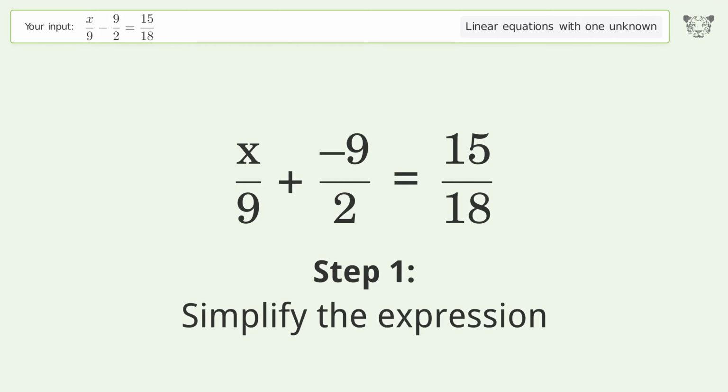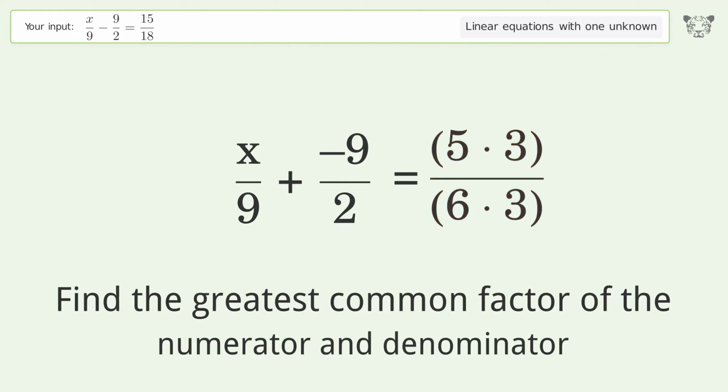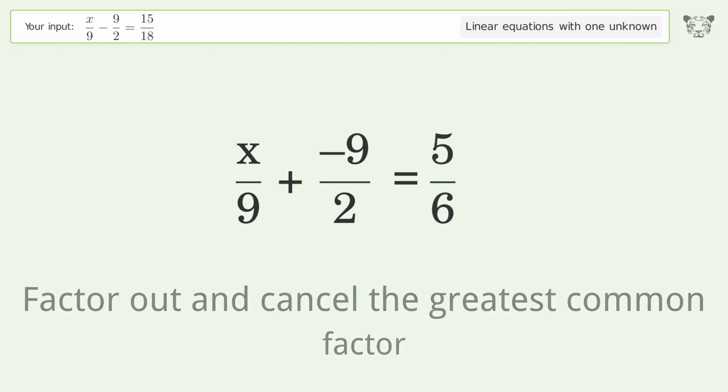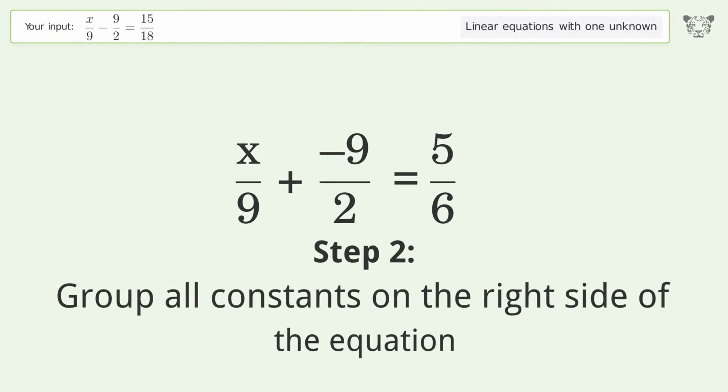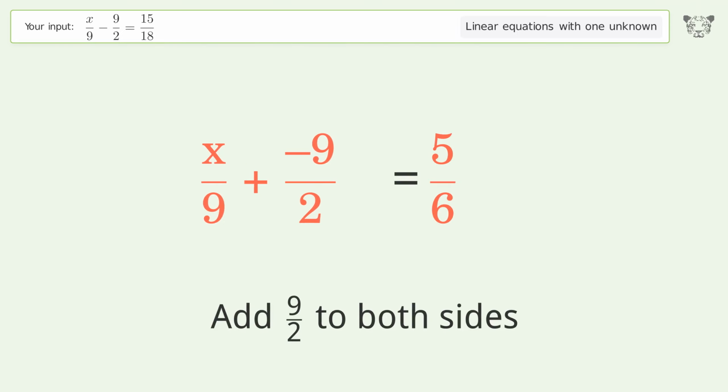Simplify the expression. Find the greatest common factor of the numerator and denominator. Factor out and cancel the greatest common factor. Group all constants on the right side of the equation. Add 9/2 to both sides.